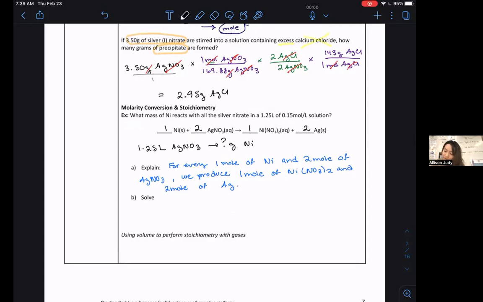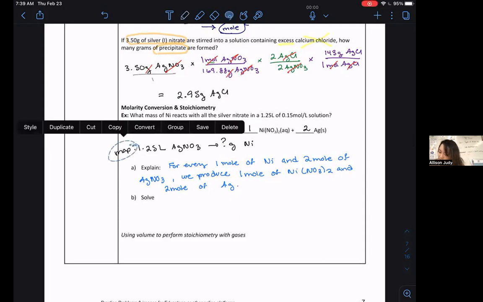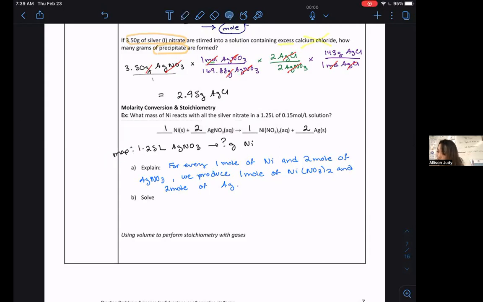So that's our little map to make sure that we stay in line. Let's start with what I know. I know I have 1.25 liters of AgNO3. But we know from stoichiometry that liters of one substance to grams of another is not an easy transition. We don't have a singular Avogadro's number that takes us there.